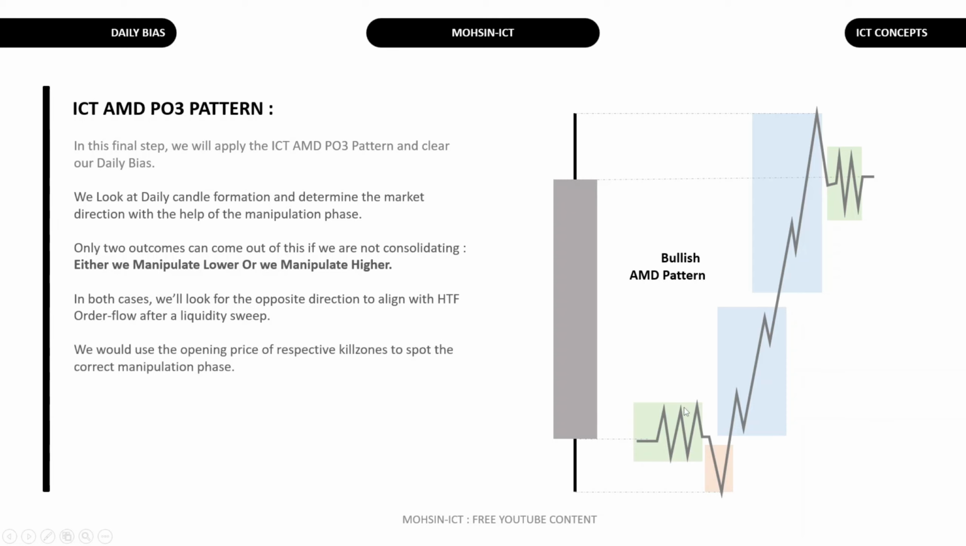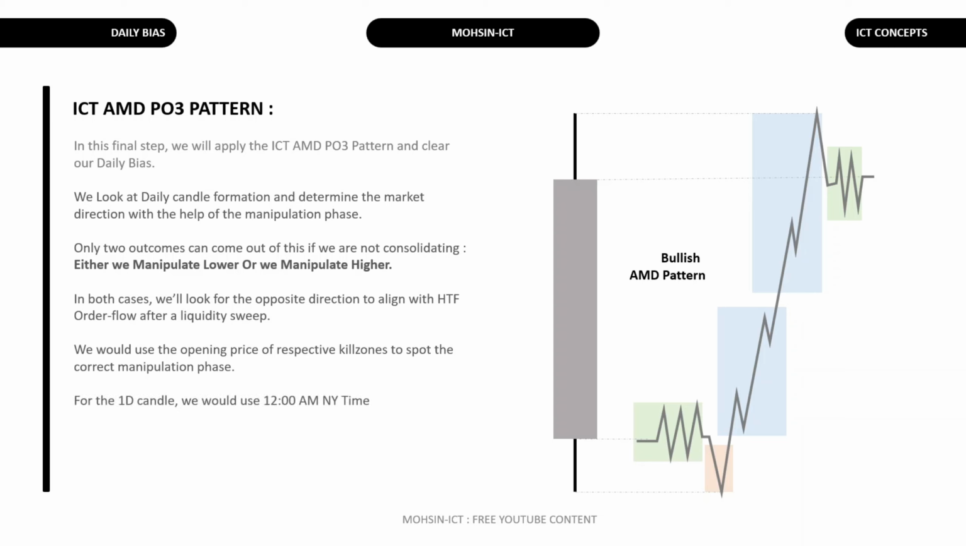And we would use the opening price of the respective kill zone to spot the correct manipulation phase with respect to accumulation. So if we are dealing with the New York kill zone, we need the opening price of the New York kill zone. If we are dealing with the whole daily range, we need the opening price of the whole day. If we are dealing with Asian, we need the Asian opening, and the same goes for the London kill zone.